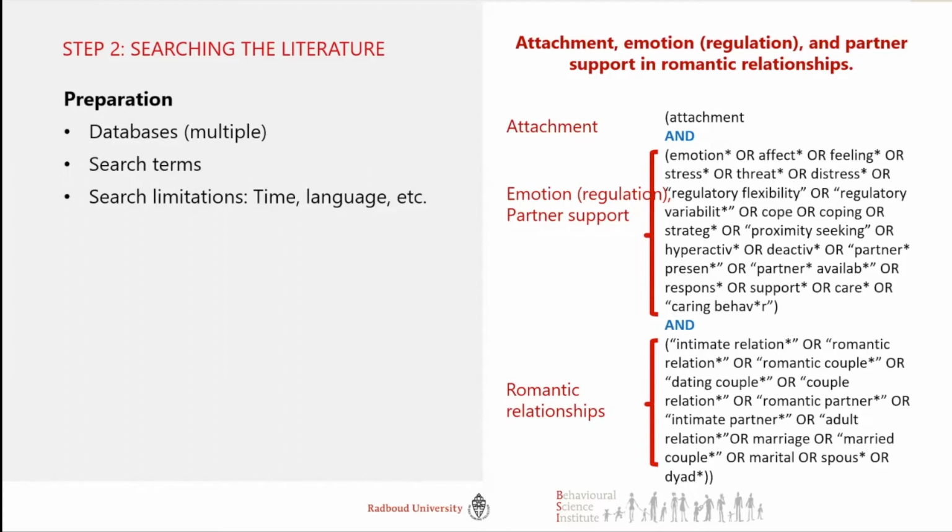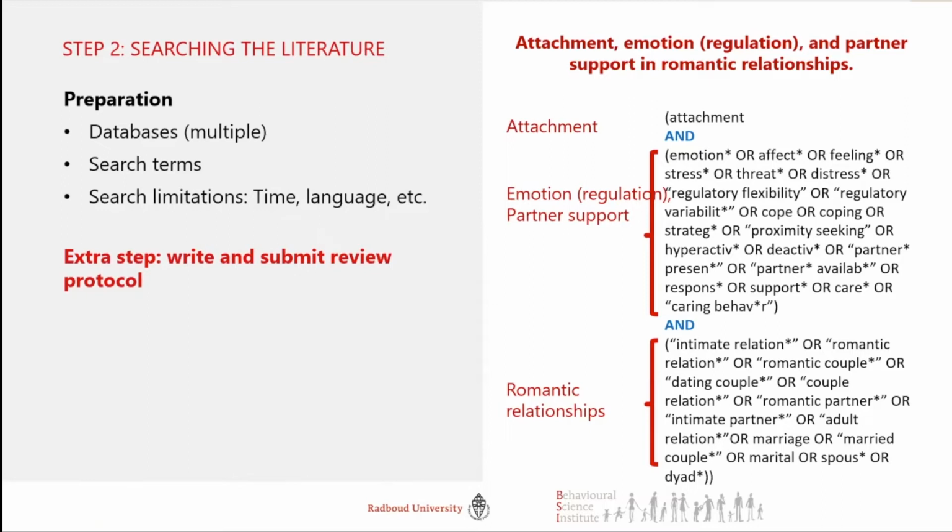You have to try it out and see how many hits you get. You don't want to get 10,000 hits, and you don't want to get only 200 hits. You want something between probably 1,000 and 3,000 hits. Each database has its own way of defining search terms. That's a bit of a hassle, but it's okay. Also, you always know some papers should be included, so it's good to check whether your search terms actually hit those papers. And then you of course want to define search limitations like time, language, or so.